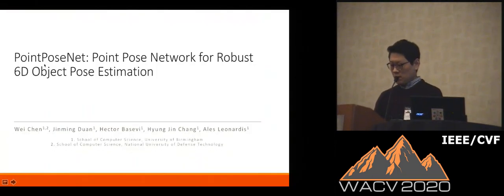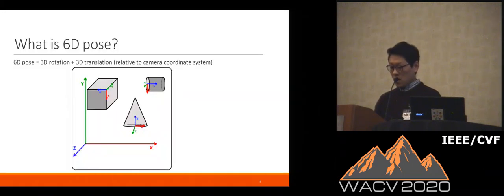Hello everyone, my name is Hyung Chang from the University of Birmingham. Today I'm representing my team to introduce the work PointPoseNet for 6D object pose estimation. Our task is to estimate the 6D pose of a rigid object. The 6D pose here means the 3D rotation and 3D translation relative to the camera coordinate system.